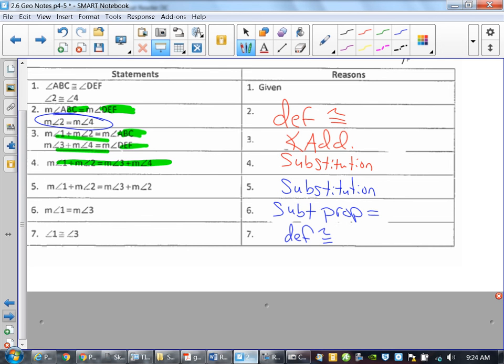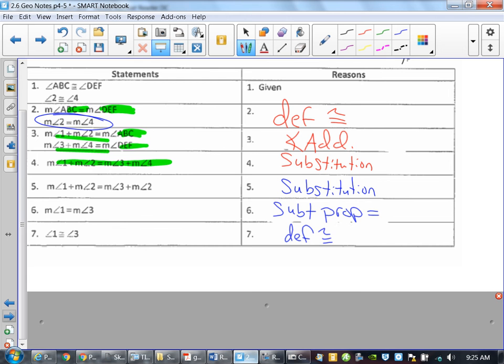Now, to be honest, when you start looking at the proofs that we're working with, guys, they're all going to be kind of the same flow. You start with something you're given, you probably switch it to equality, you're probably going to have to use segment addition or angle addition, and then from there you're going to have a bunch of different substitutions. There's really not much difference within them.